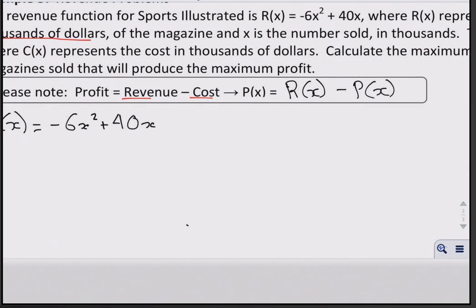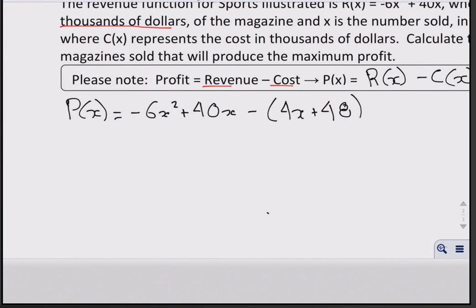And the cost is 4x plus 48. So we're subtracting, oh, I made a mistake here. That's supposed to be a C. We're subtracting 4x plus 48. Notice when I subtract, I put brackets around the second binomial because I'm subtracting the entire binomial, not just the 4x. I've seen that mistake a few times in tests.